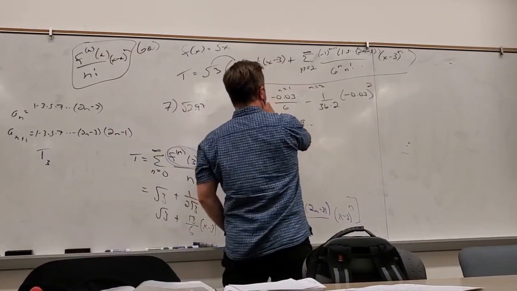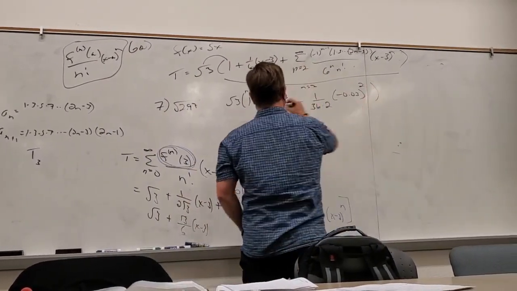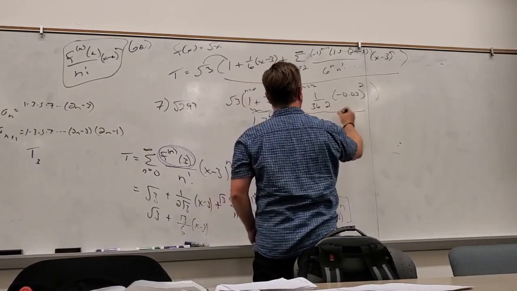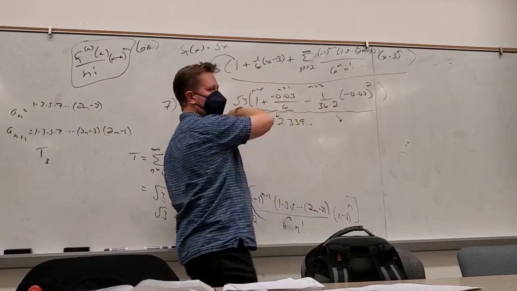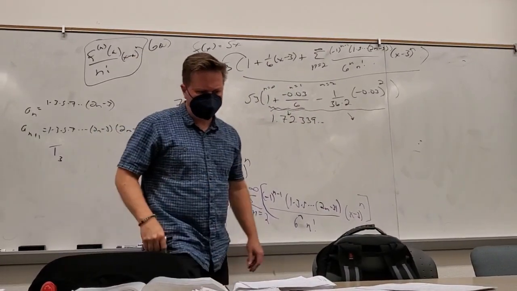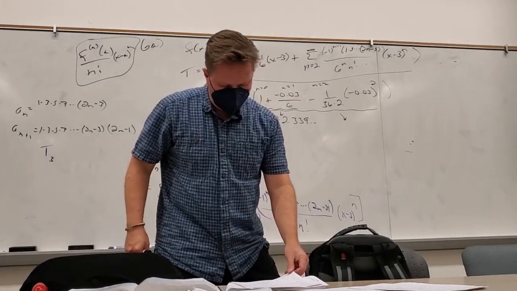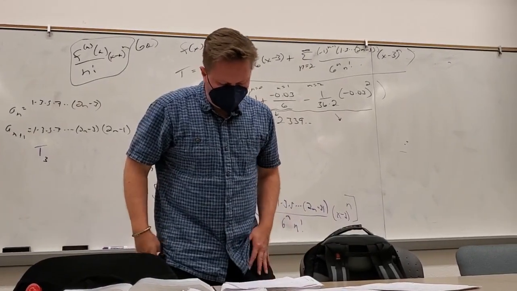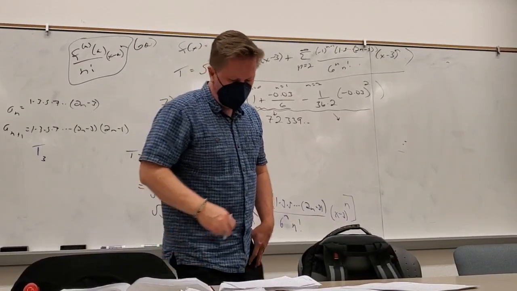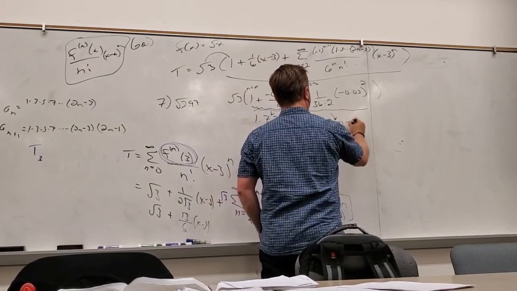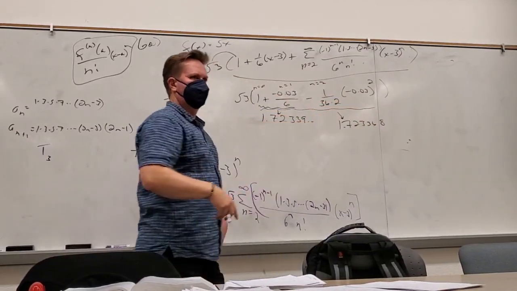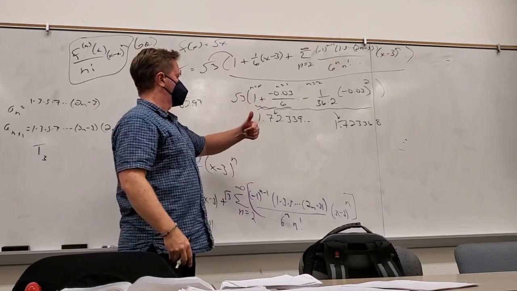So what is all of this now? So that was this much. So what is all of this much? Times the square root of 3, don't forget. I think I have that somewhere. It's still going to be like 1.7 something. 7.23368. The total? Yeah. Oh, not multiplying by root 3? Yeah, definitely multiplying by root 3.